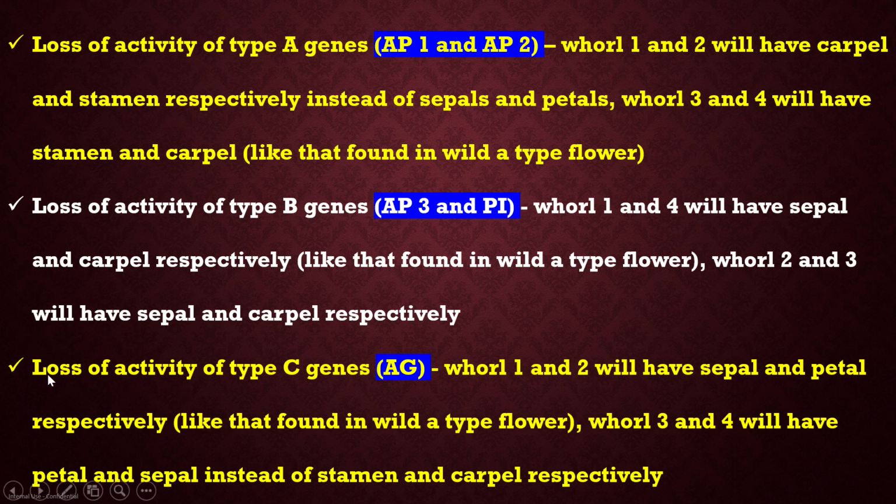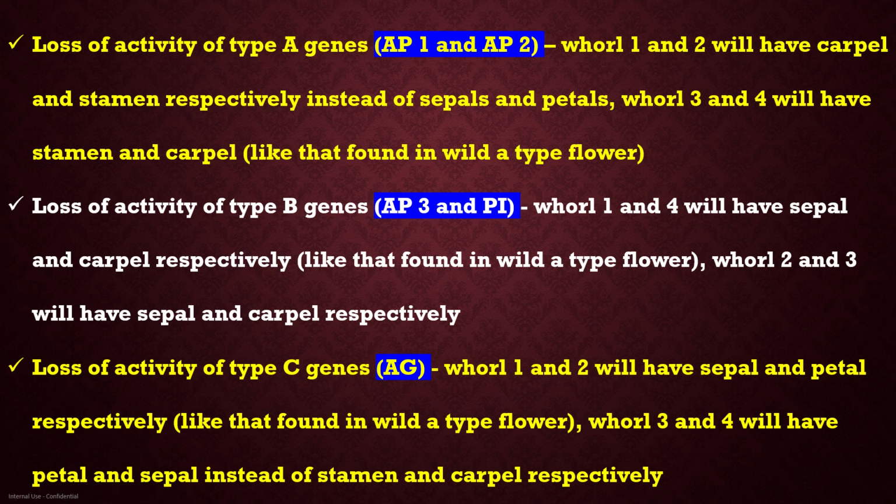Now let's come to the last case, loss of activity of type C genes. That means AGAMOUS. Whorl 1 and 2 will have sepals and petals respectively. A normal wild type flower also has got sepals in the first whorl and petals in the second whorl. But the change is there in whorl 3 and whorl 4. Whorl 3 will have petals and whorl 4 will have sepals. That means it is having a new flower instead.